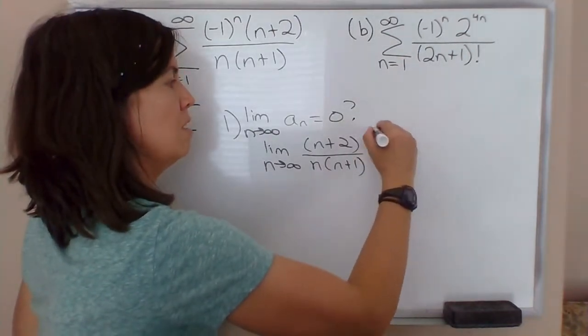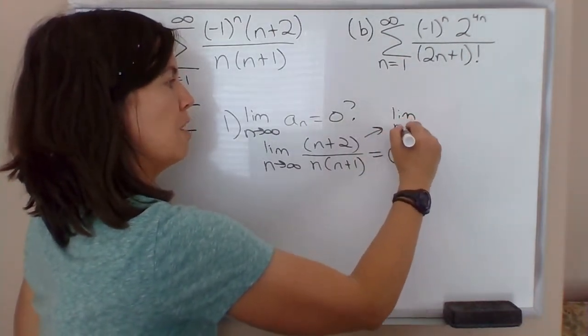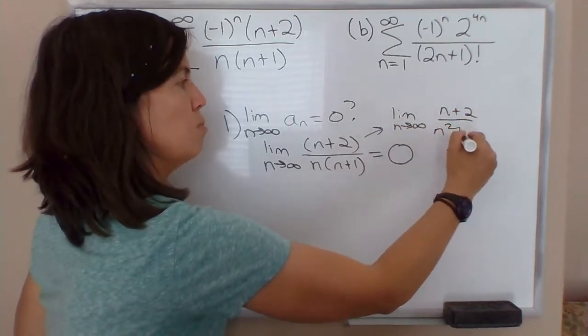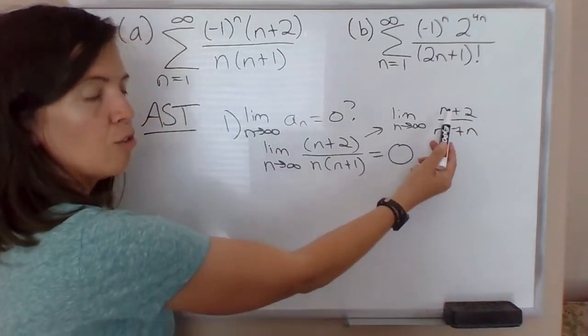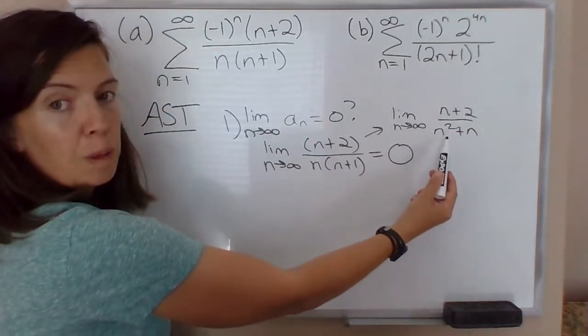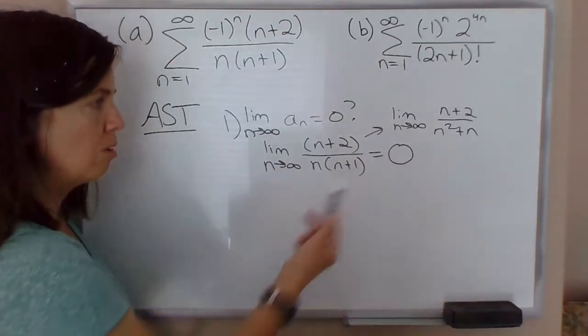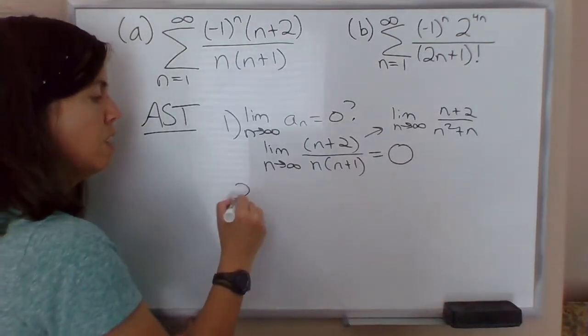If I had multiplied out that denominator, this would be n plus 2 over n squared plus n. Technically it has the form infinity over infinity. If I apply L'Hopital's rule, it's 1 over 2n plus 1. That definitely approaches 0. Okay, so the limit's 0.